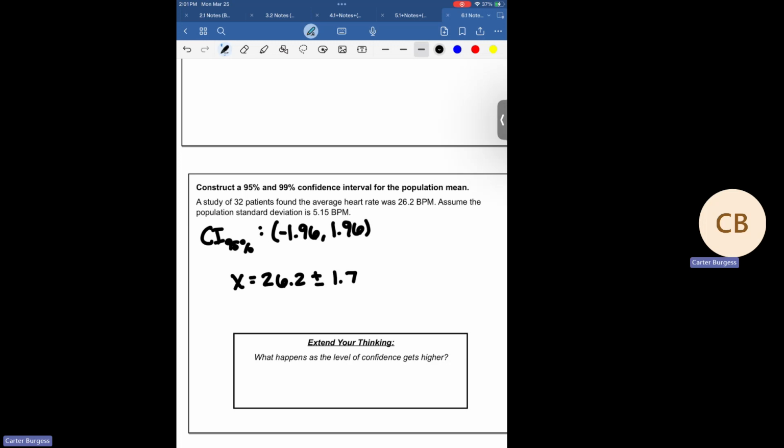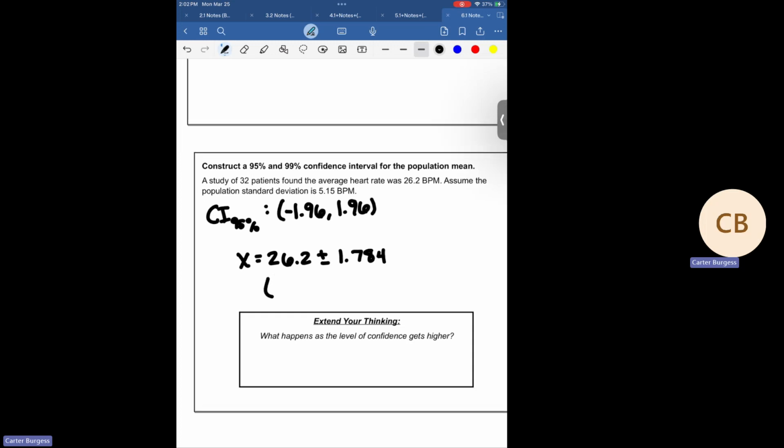I get, my goodness, 5.15 divided by the square root of 32. Negative 1.784. Yeah, perfect. Which works it out to give us an interval of what? What's our lowest bound? I think 24.42 to 27.98.